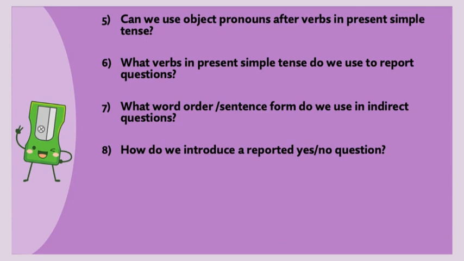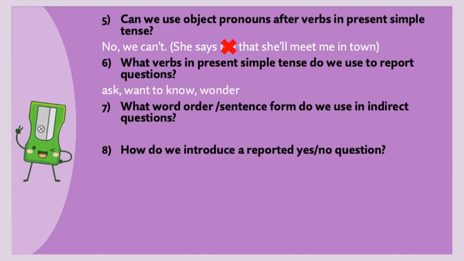Can we use object pronouns after verbs in present simple tense? No, we can't. She says me that she'll meet me in town isn't correct. Dakle, ne možemo koristiti objekatske zamjenice posle glagola u sadašnjem vremenu, odnosno posle glagola say. What verbs in present simple tense do we use to report questions? We use ask, want to know, wonder. Koje glagole u sadašnjem vremenu koristimo u indirektnim pitanjima? Koristimo ask, wants to know ili wonder.